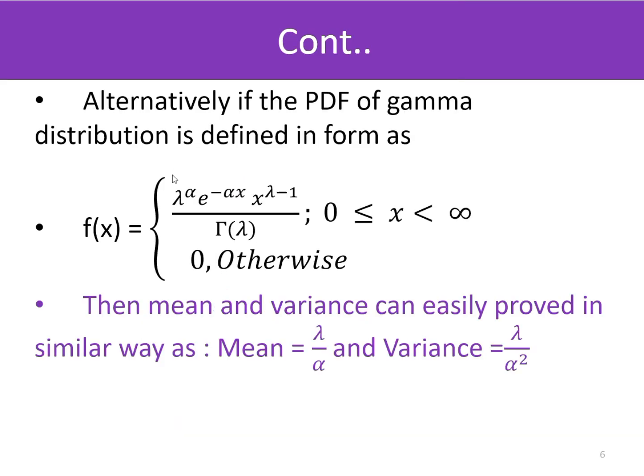Alternatively, if the probability density function of the gamma distribution is defined in the following form with the parameters alpha and lambda, the probability density function is defined as alpha to the power lambda, e to the power minus alpha times x, and x to the power lambda minus 1, divided by gamma lambda. Then we can easily prove the mean and variance of this distribution as lambda by alpha and lambda by alpha square. Mean as lambda by alpha and variance is lambda by alpha square.